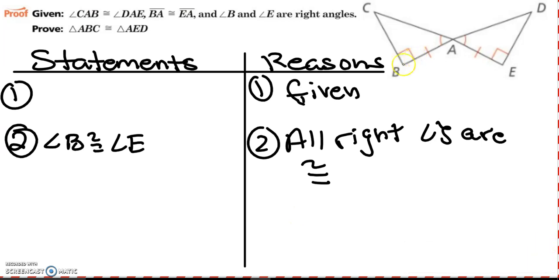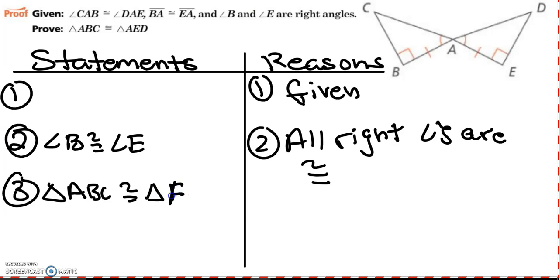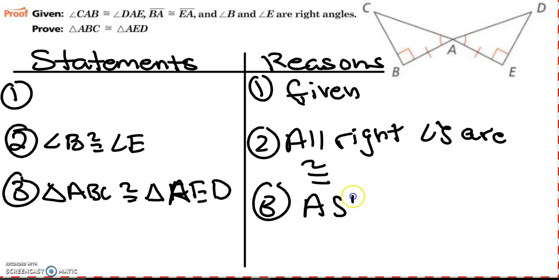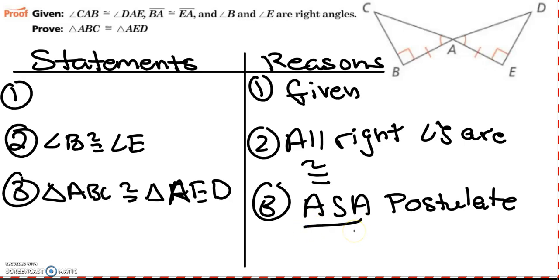So now I've got a pair of corresponding congruent angles, another pair of corresponding congruent angles, and their included side. So I can say that these two triangles are congruent, triangle ABC and triangle AED. And they're congruent by the theorem that we just learned. Angle, side, angle, postulate. You don't have to write the postulate in a proof. That's just what it is. If you just wrote angle, side, angle, that would be good enough.